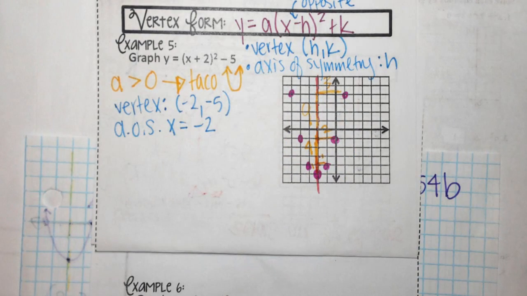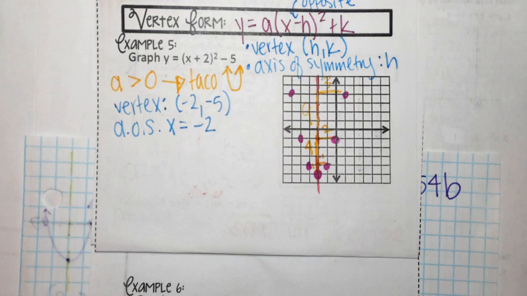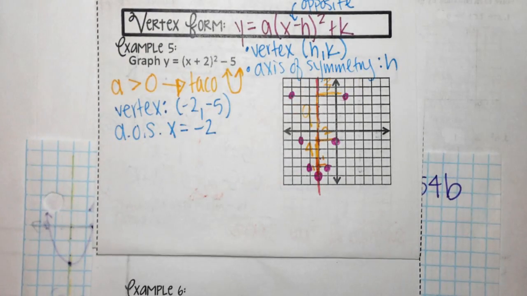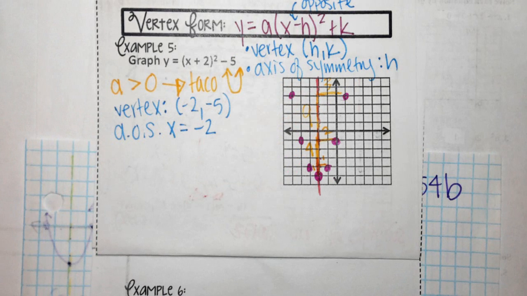Then you go up 16, right 4. What would be the next one? Go up 25, right 5. After 25, what would it be? Go up 36, right 6. And then? Go up 49, right 7.